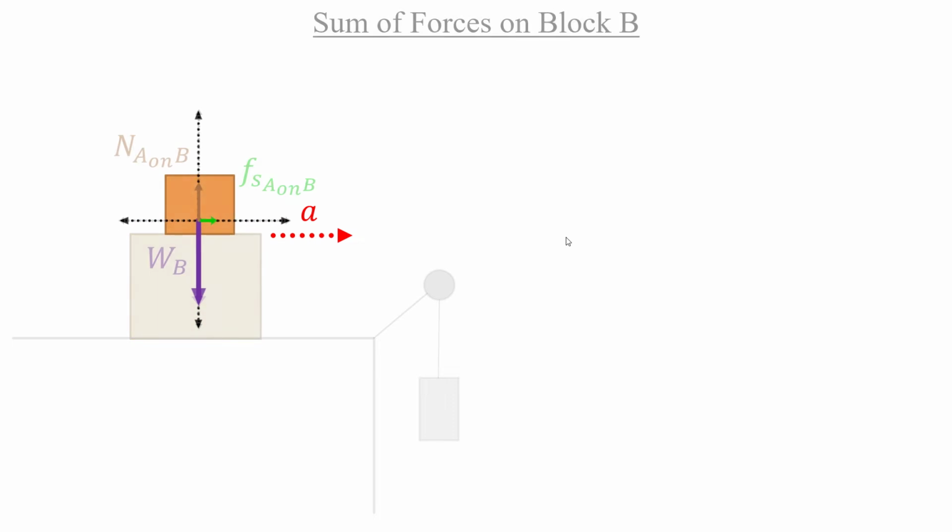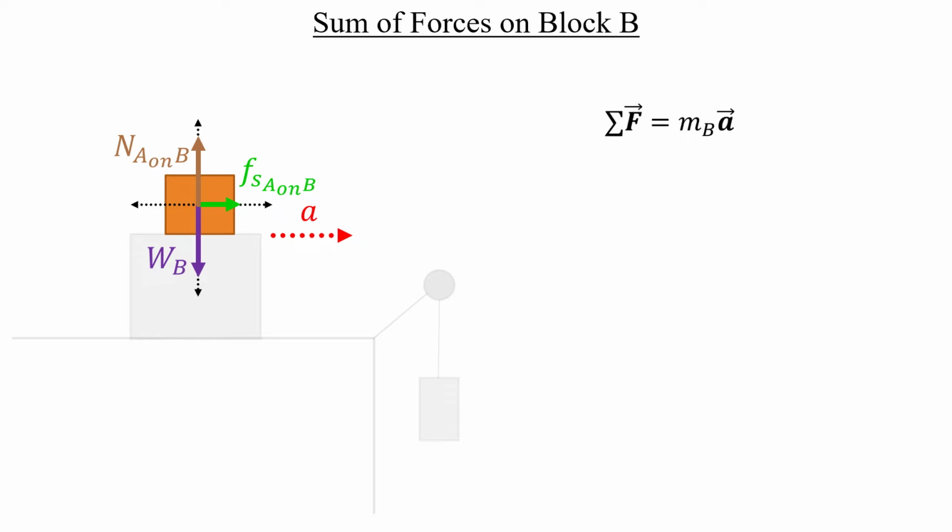So, moving on to block B. This one is fairly easy. Again, we start off with F equals ma at the top, and we do the sum of forces in the x direction first. Here we only have the static frictional force acting in the x direction, and that is equal to ma. Like with block A in the last slide, I'm going to exchange this force for mu sub s times a normal force, where the normal force is N_A on B. And that's it for this direction.